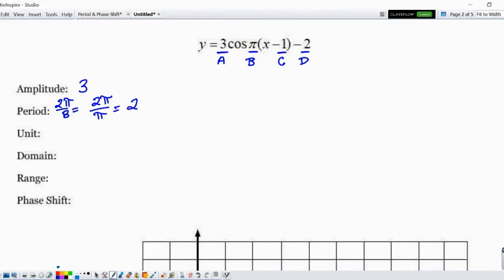So we've calculated our new period as 2. We always divide that by 4. So we need to put a mark every 1/2. Our domain is negative infinity to infinity. The range, I'm going to put a pin in that because we haven't talked about the vertical shift yet, so we'll come back. Our phase shift, we have a -1. That means we're going to go to the right by 1 unit.